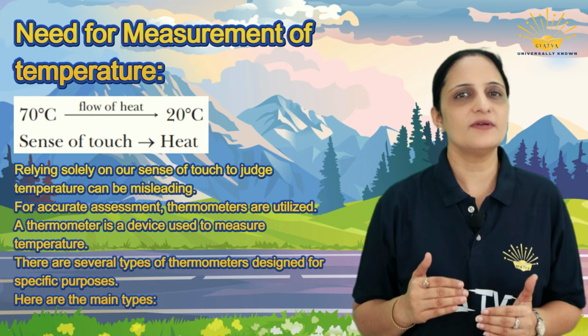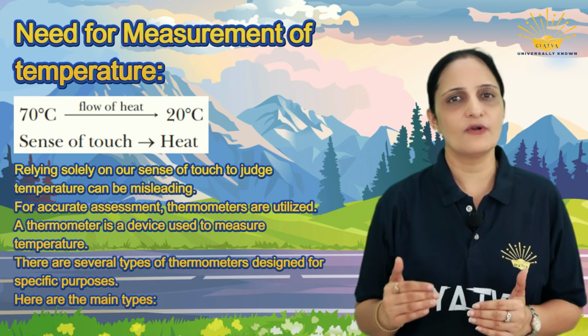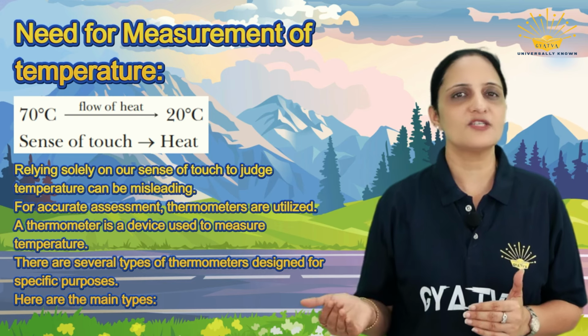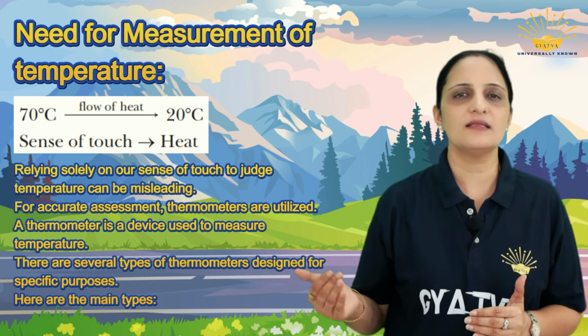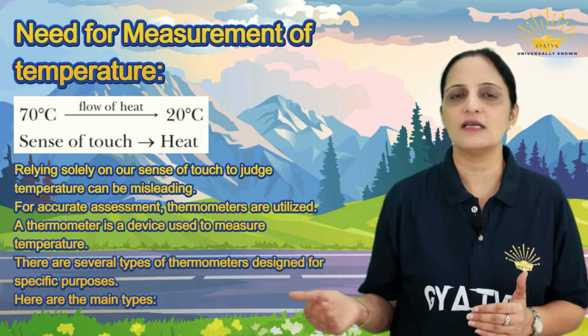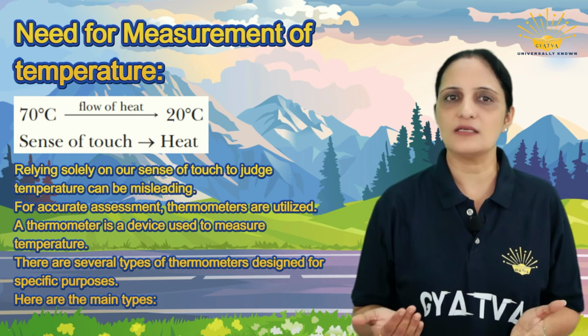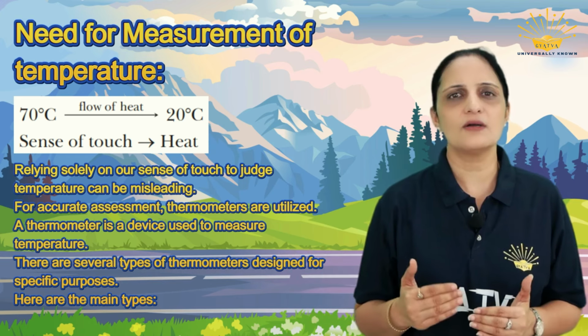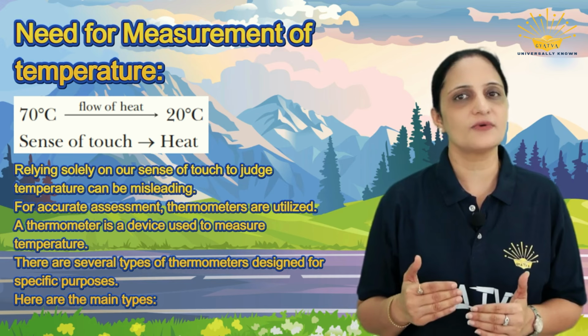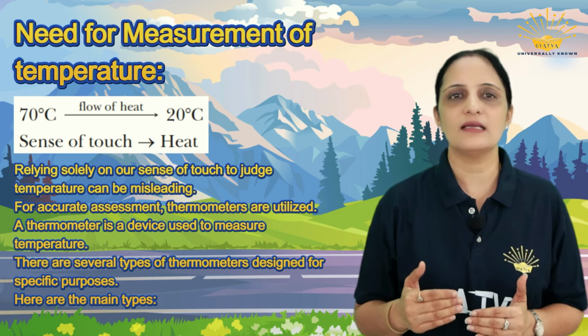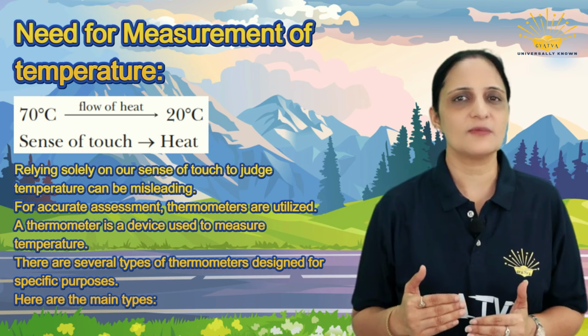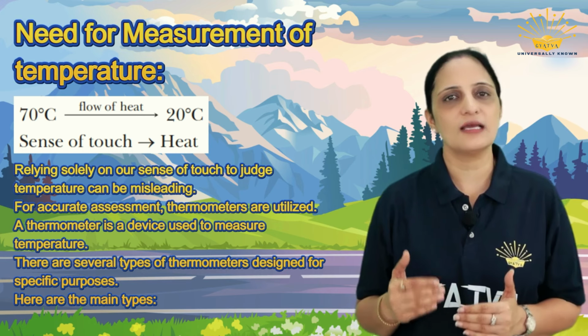For example, an object at 70 degrees C releases heat when there is a flow of heat, and its temperature drops to 20 degrees C. The other is the sense of touch, that gives you heat. So relying solely on our sense of touch to judge temperature can be misleading. For accurate assessment, thermometers are utilized.